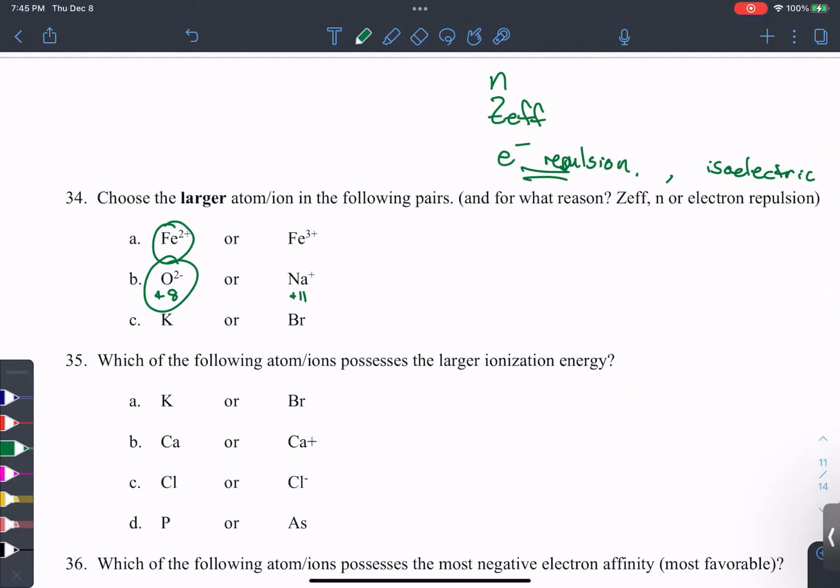All right, last one, potassium and bromine. Which one's larger?